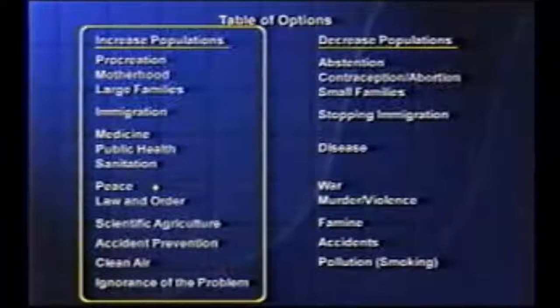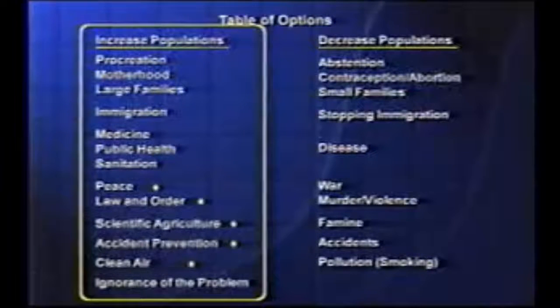There's peace, law and order. Scientific agriculture has lowered the death rate due to famine. That just makes the population problem worse. The 55-mile-an-hour speed limit saved thousands of lives. That makes the population problem worse. Clean air makes it worse.